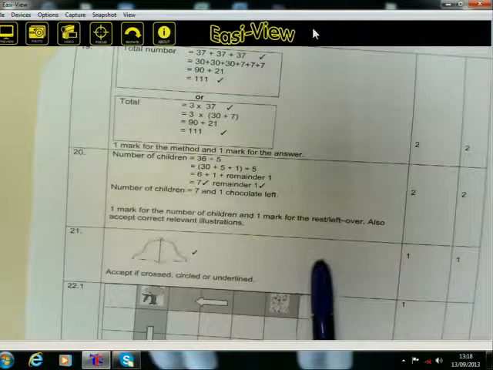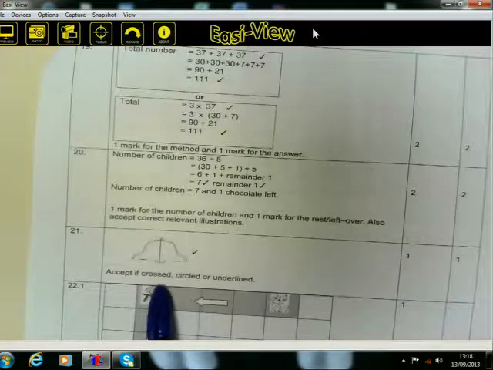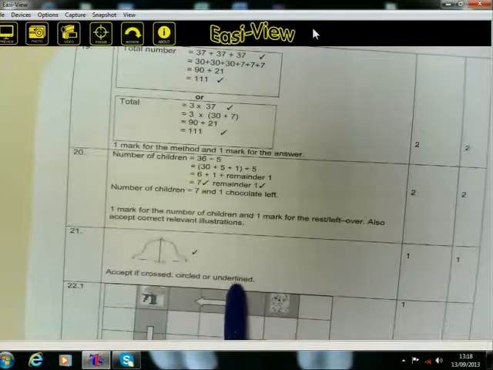21, circle the shape that is divided in half. So although the instruction says circle it, it is acceptable if the child crossed it or circled it or underlined it for 1 mark.